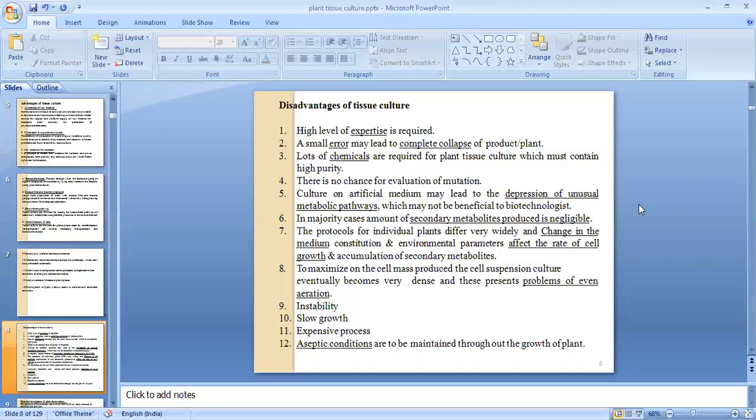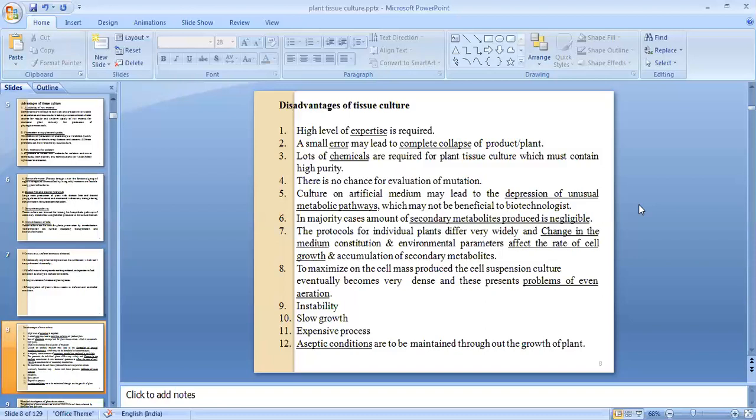And it may produce some kind of problems. Usually as the number of cells increases, there will be a chance of a decreased amount of nutrient medium to each and every cell, and aeration will not be there. Okay, so the different cells will grow in a different way. So everything has to be taken into account very carefully. And sometimes there is instability, and sometimes the growth may be very slow. And apart from that, cost wise it is highly expensive.